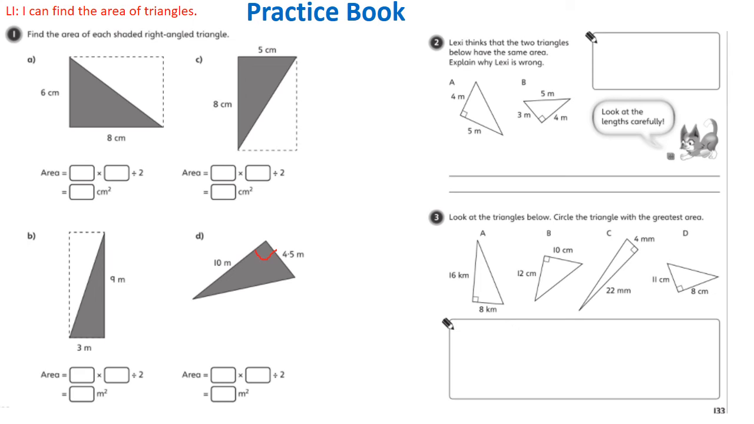In number 2, Lexi thinks that the 2 triangles below have the same area. Explain why she is wrong. So you're going to need to find the area of A, and then you're going to need to find the area of B. Again, be careful with which numbers you are multiplying together before you divide by 2. Yeah, you're right. It's the 3 and the 4. The 3 is the base, the 4 is the height, or the other way round.